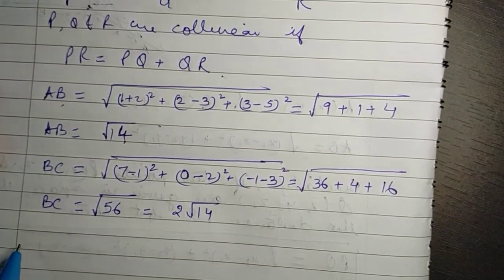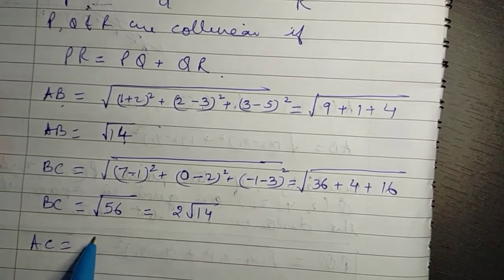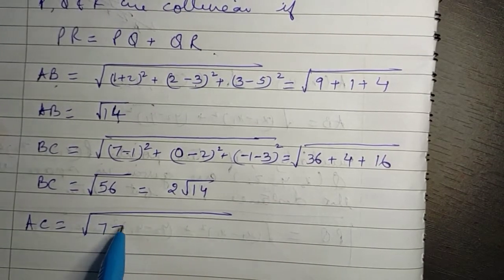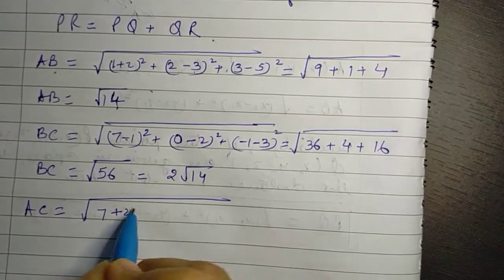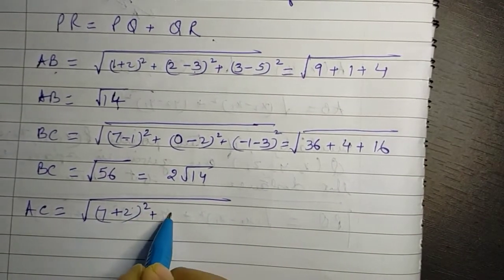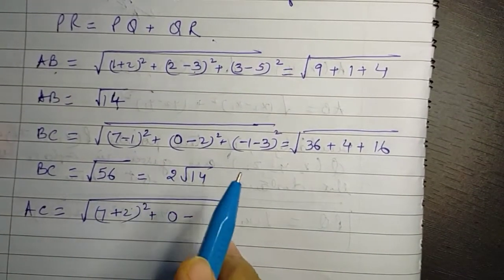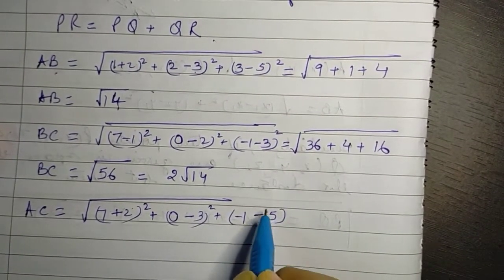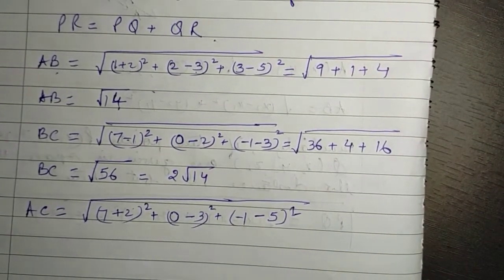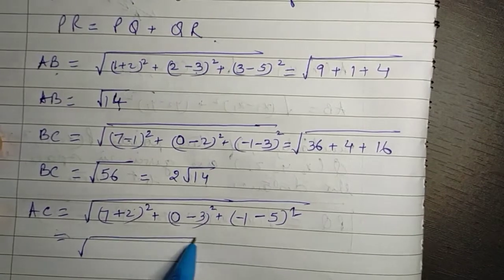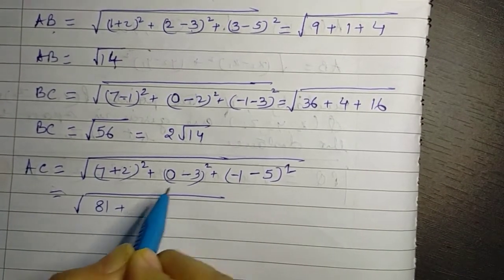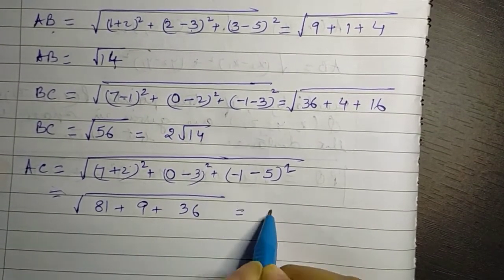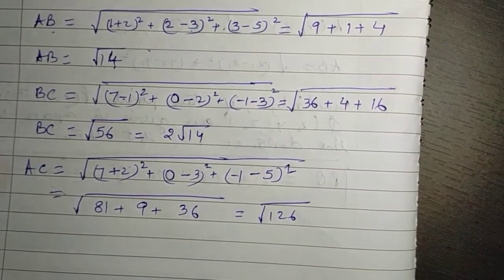Now the last result is if I find AC. Now AC will be square root of, now x3 minus x1, that is minus of minus 2, which is plus 2 whole square, plus y3 minus y2 whole square, plus z3 minus z1 whole square, and when you solve it we get it is equal to square root of 9 whole square is 81, plus minus 3 whole square is 9, plus 6 whole square is 36, which comes out to be 90, so 126 square root.